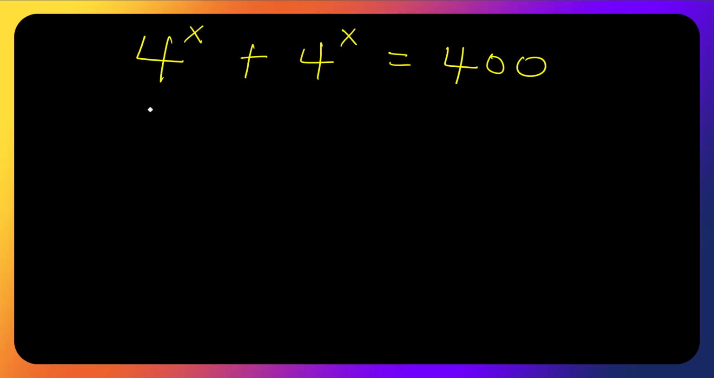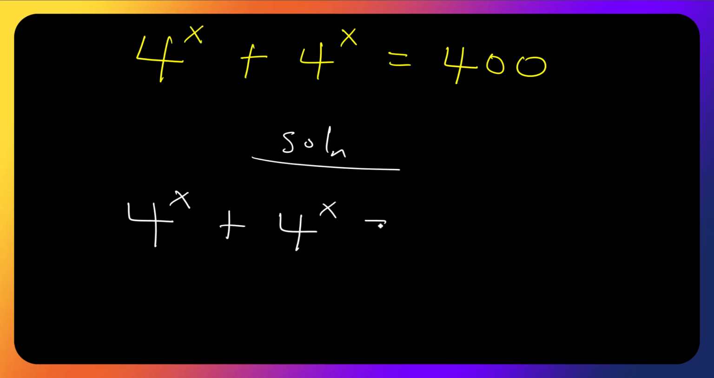Let's solve for x here, given 4 to the power x plus 4 to the power x equals 400. Solution. So 4 to the power x plus that equals 400.